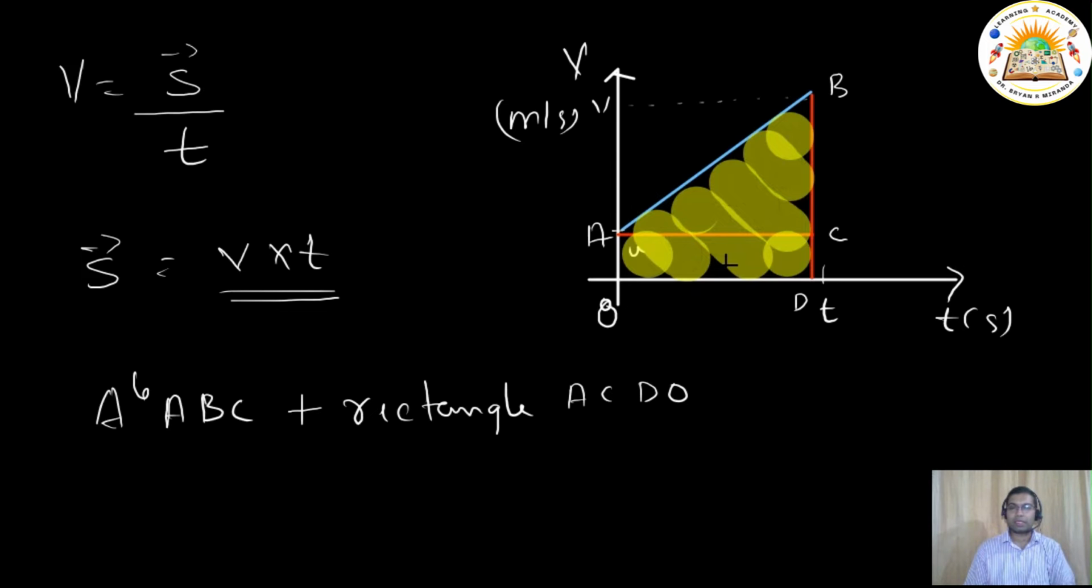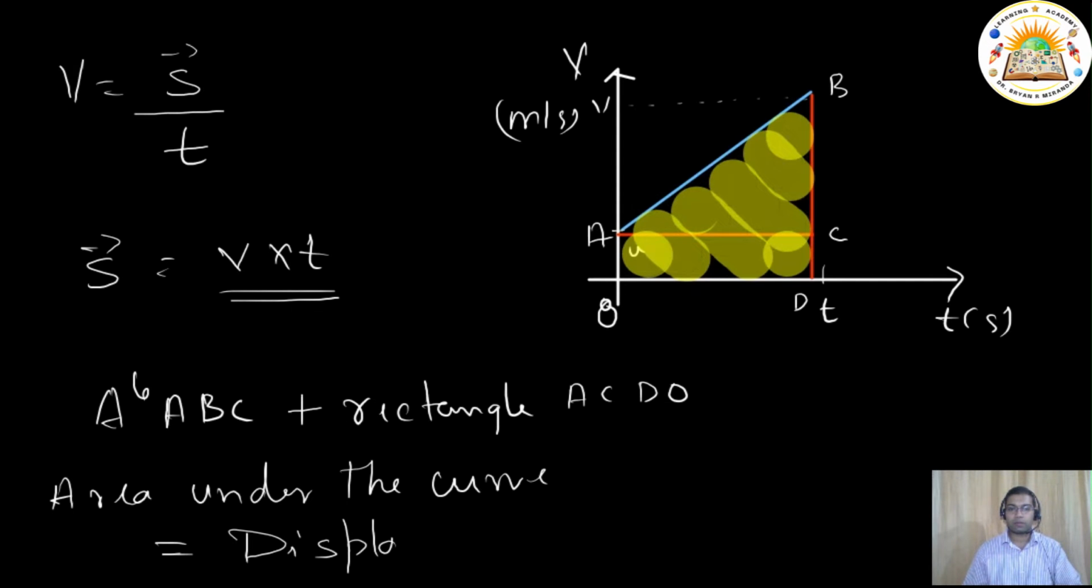So what I have done in order to make things a little more easier and more understandable, I have taken triangle and rectangle. So the area under the curve would give us the displacement that is there. So from a VT graph, two things can be obtained. From the slope, we can obtain acceleration. Also from the area below the curve that is there, we can obtain displacement of the object.